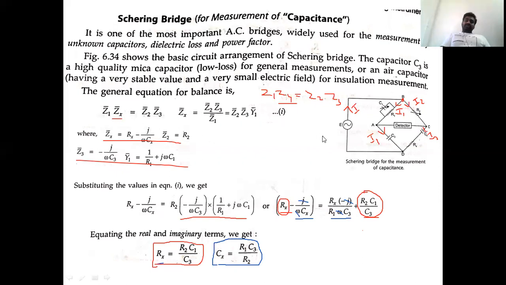Next, I represented each equation. Zx is equal to Rx minus j by omega Cx. Z2 is equal to R2. And Z3 is equal to minus j by omega C3. And Y1 is equal to 1 by R1 plus j omega C1.